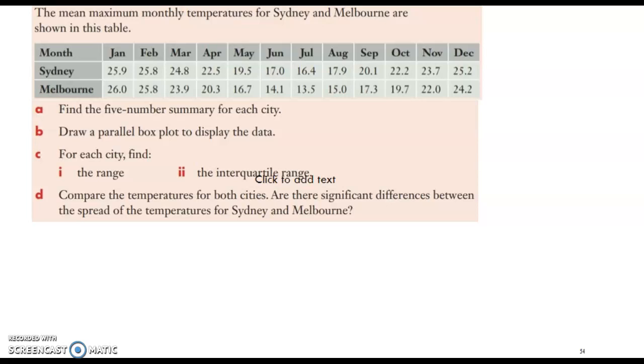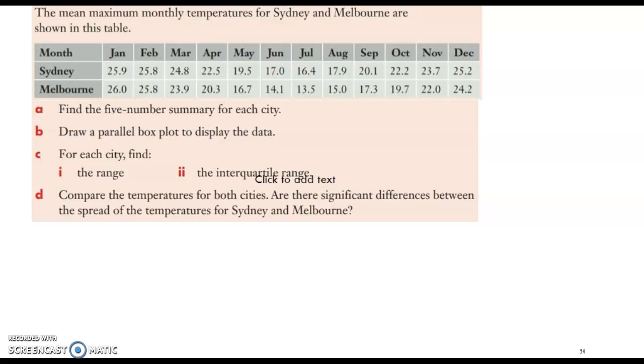Let's have a look at an example. It says the mean maximum monthly temperatures for Sydney and Melbourne are shown in this table. Find the 5-number summary for each city. Draw a parallel box plot to display the data, and then finally we're going to look at the range, the interquartile range, and compare the temperatures for both cities. And this will be easy when we draw our box and whisker plots.